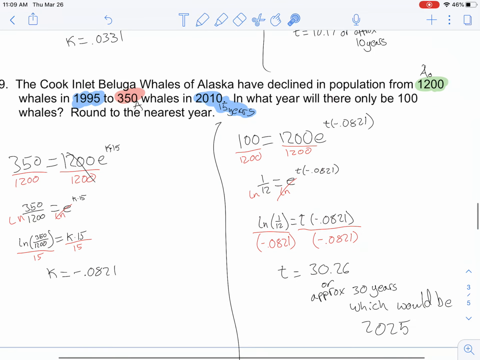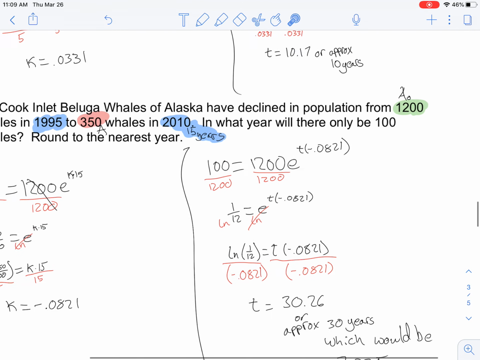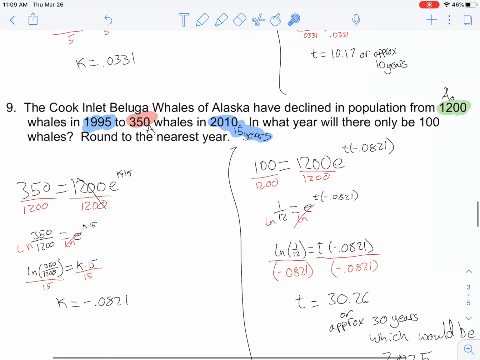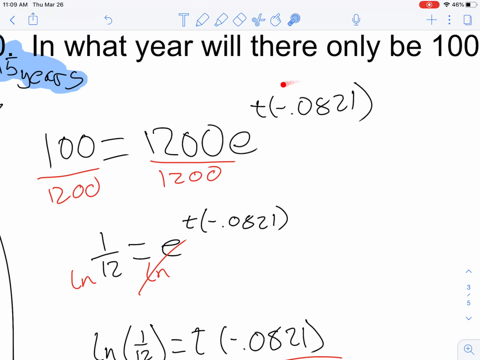So now I'm going to use that in the second part of the problem when we're trying to figure out in what year will there only be 100 whales. So we know that our amount of whales would be 100, and we're solving for time. We're using the rate that we found before, and our original amount. So 100 whales equals the original amount, which was 1200, times e to the t times k. Now t we don't know. We don't know how many years, but we did figure out our k.